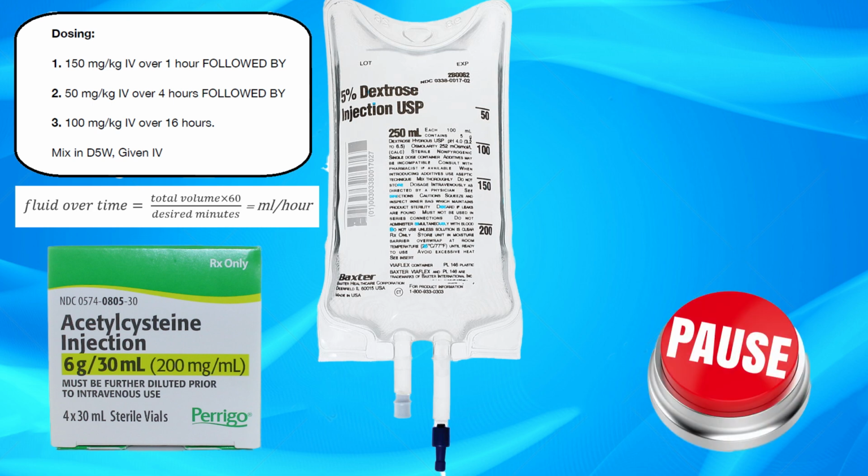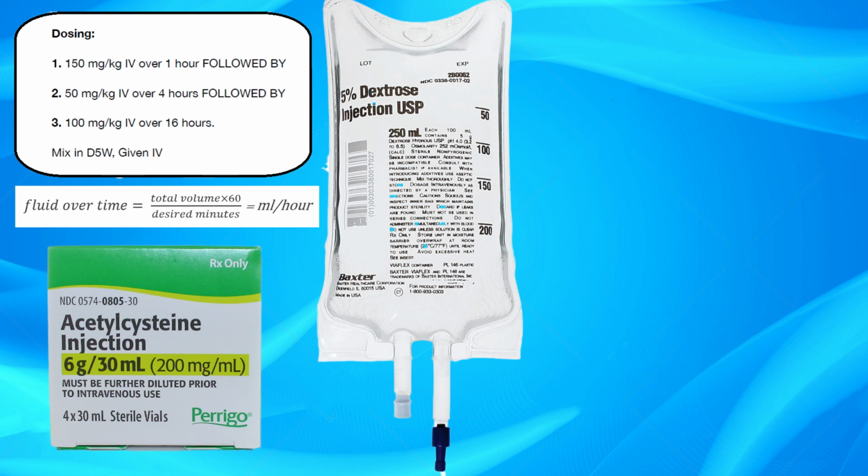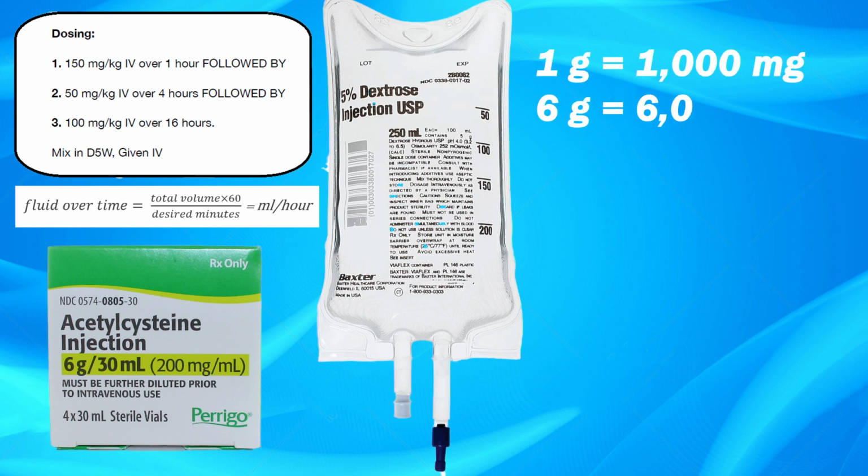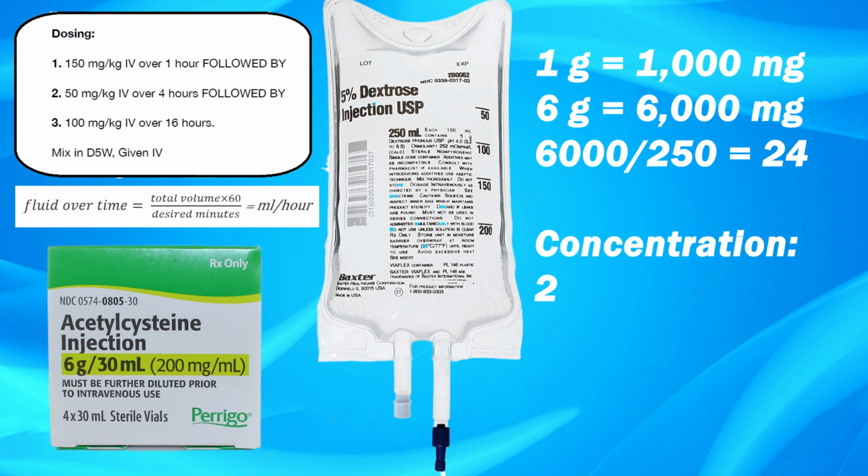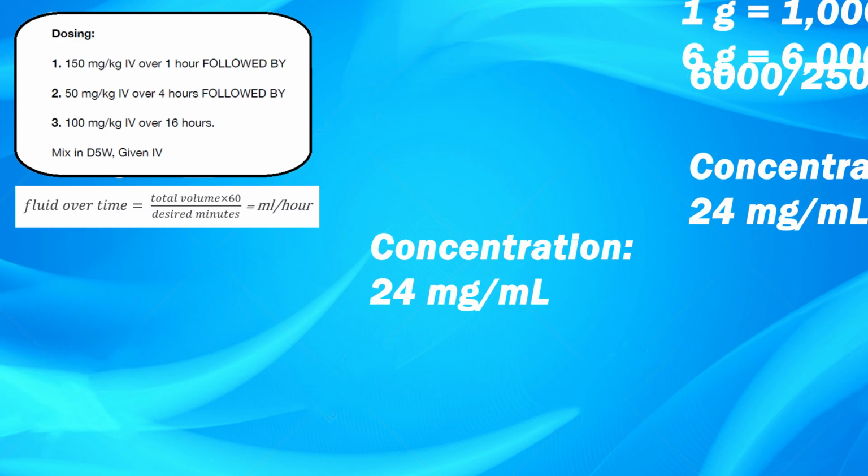You can press pause here if you want to do the math yourself and then come back and see if you got the answer correct. Hopefully you remembered that 1 gram equals 1,000 milligrams. So 6 grams is 6,000 milligrams in 250 milliliters. 6,000 divided by 250 should get you a concentration of 24 milligrams per milliliter.